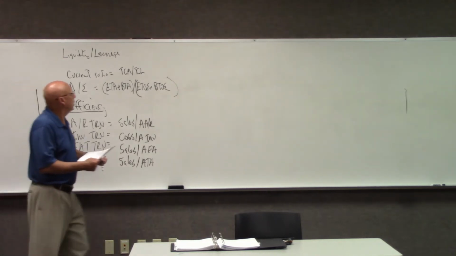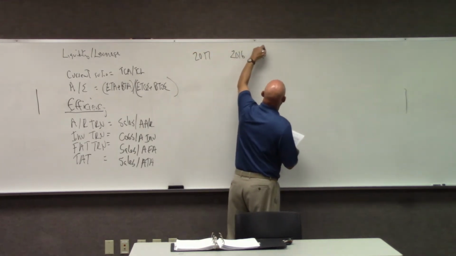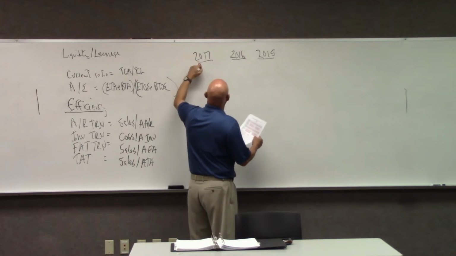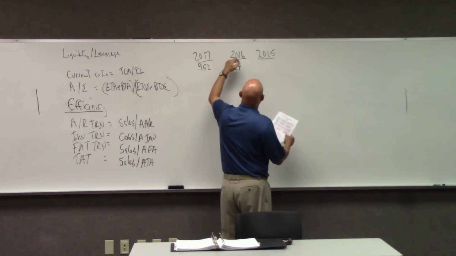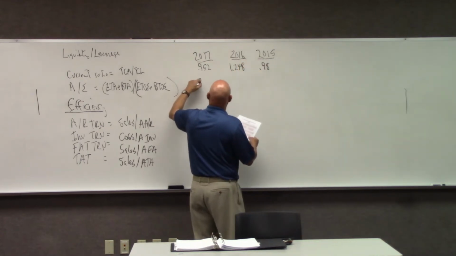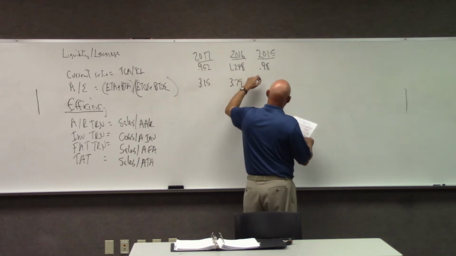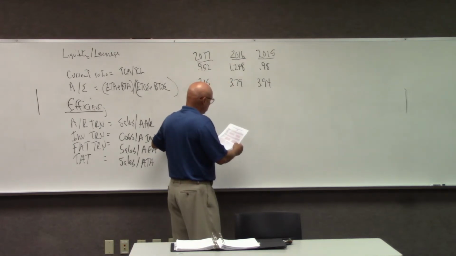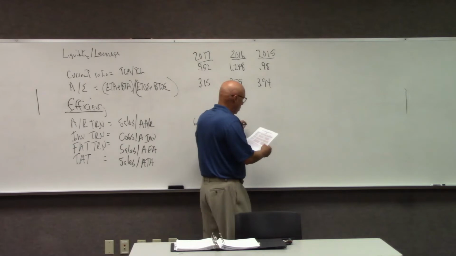Okay, so for the current ratio we got 0.952 and 1.248 and 0.94. I'm rounding. For assets to equity we have 3.15 and 3.79 and 3.94. And under efficiency, for accounts receivable turnover, we have 6.3 and 6.1 and 6.19.